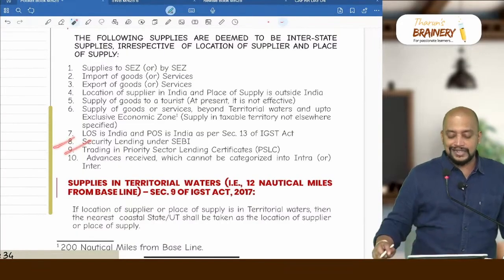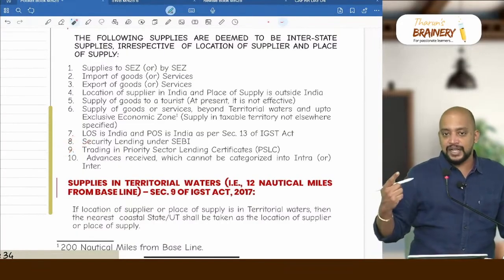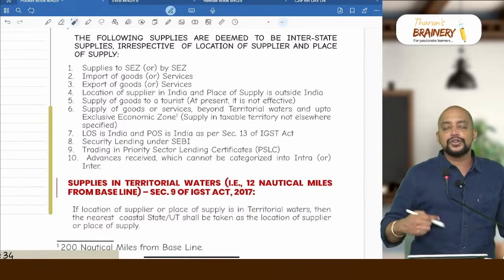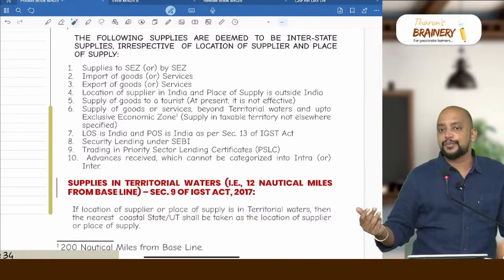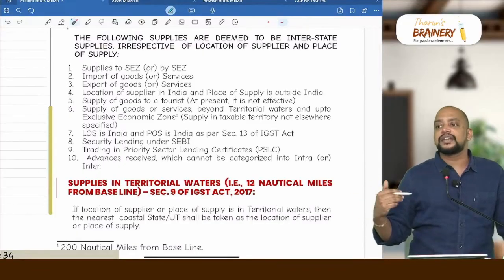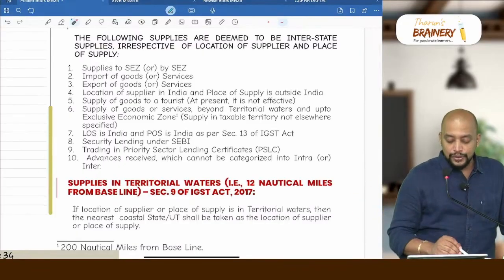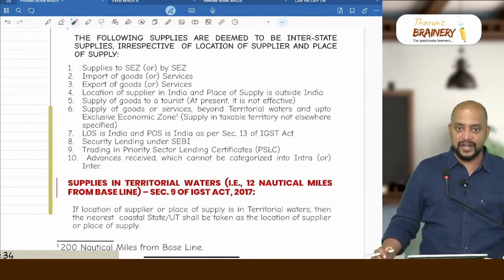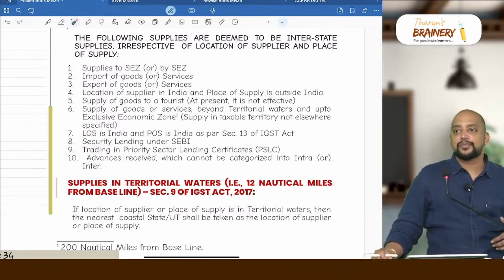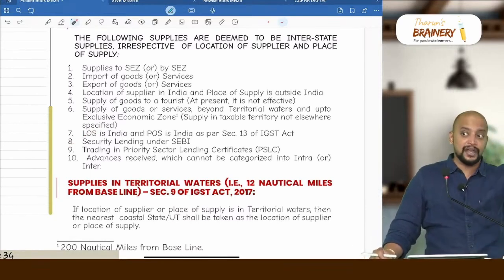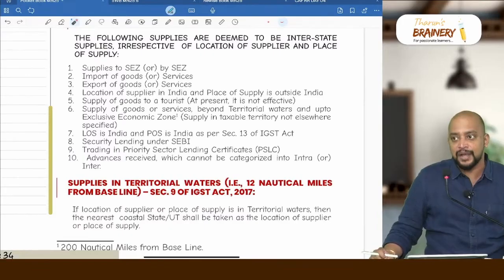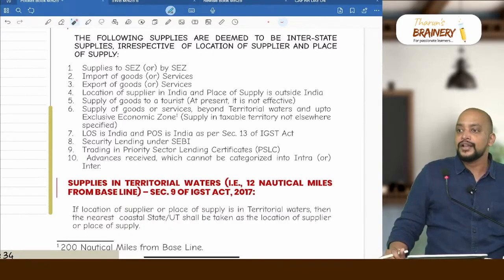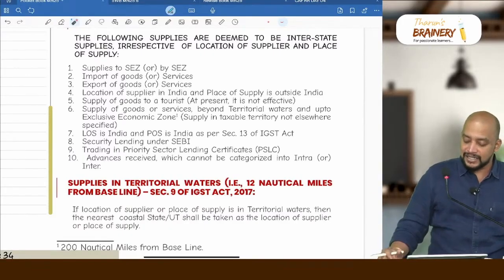Apart from these, two more transactions: security lending under SEBI, that is the RCM, first point. Usually security lending happens through the stock exchange, so the lender of securities doesn't know who the borrower of the securities is. Due to that reason, it will always be deemed interstate. Also trading in priority sector lending certificates. One bank will be selling a priority sector lending certificate to another bank which has not met the target of priority sector lending. This sale will happen through the e-Kuber portal of RBI. So the selling bank doesn't know the buying bank. Due to that reason, it will be treated as deemed interstate supply.